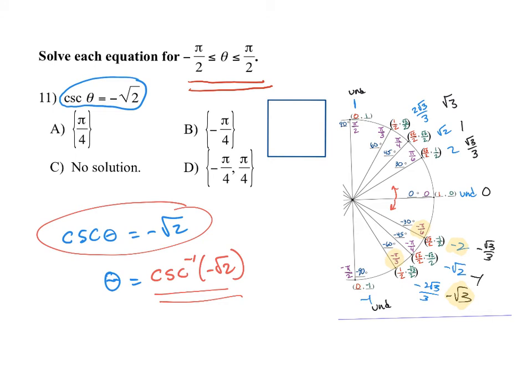Again, for inverse cosecant, we are using the right side of the chart, and we're going to look at the blue numbers because those are our inverse cosecant numbers. This time I'm looking for negative square root of 2. I see that it's right here, which is associated with negative pi over 4. So I look for my answers, and you can see the solution, negative pi over 4, is listed here, so I'm going to choose letter B.